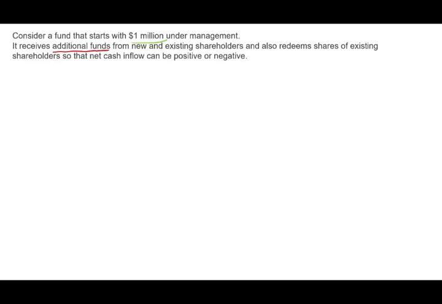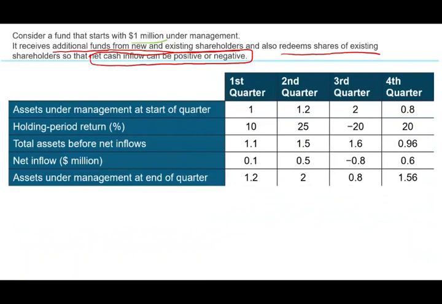So consider a fund that started with $1 million. This is the fund's starting money. It receives additional funds from new and existing shareholders, and also redeems shares of existing shareholders, so the net cash inflow can be positive or negative. So in addition to the $1 million, throughout the year some people cash out, and more people add money to the fund. And this is what the fund looks like. It's very important that we read this graph properly in order to solve what we need to solve.